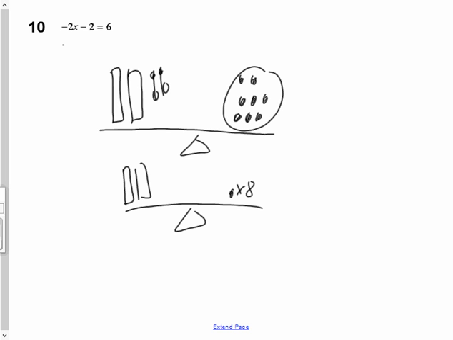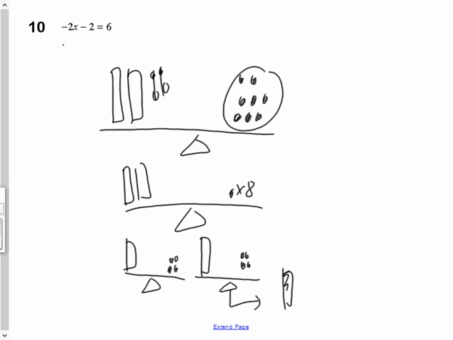I'm going to be lazy. 8 of them. And if negative 2x equals positive 8, then each negative x is equal to 4. Therefore, if I reverse it, each positive x would be worth negative 4, and that means that my solution is x equals negative 4.